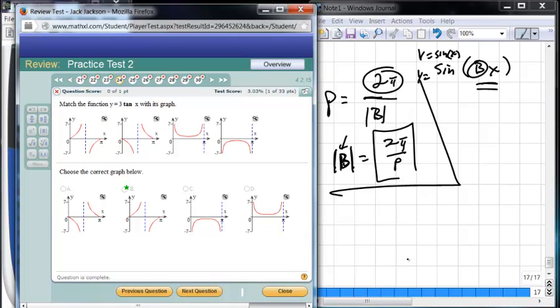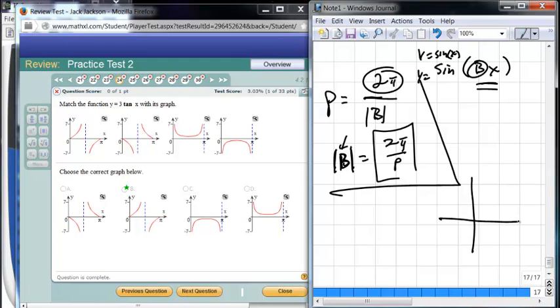Y equals 3 tangent of x, match it with its graph. Of course, we can just graph it on our graphing calculators, and certainly we can do that, but we know that tangent is going to be 3 times as tall as normal. So it's still going to hit the x-axis at 0 and at pi. There's one period of it. And this is still pi over 2. But it's going to be 3 times as tall. So instead of being pi over 4, 1, this is going to be at 3.